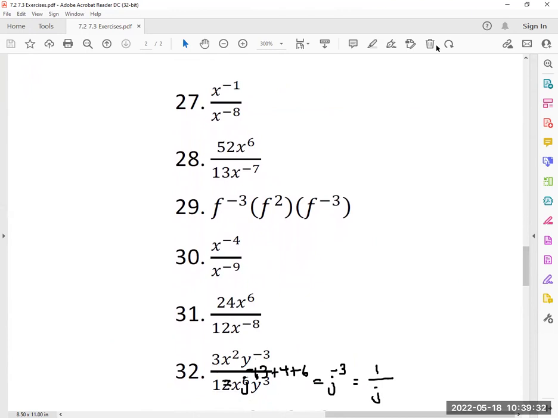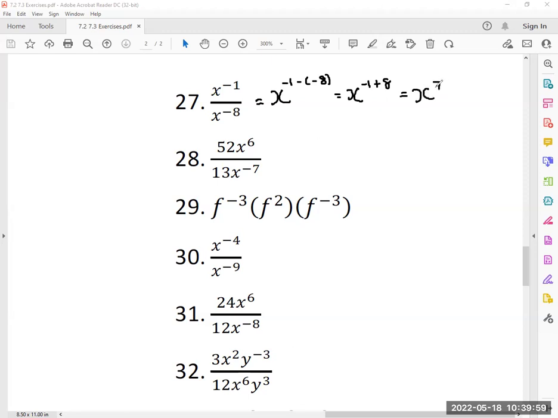Yeah, number 27. How about it? What happens when we're dividing? What happens to the exponents? Yes, negative 1 is being subtracted by a negative 8. So that's sort of like saying negative 1 is being added to an 8. So what's the final answer? It's x to the power of 7. Luckily, there's no negative exponent, so we don't have to work with it.